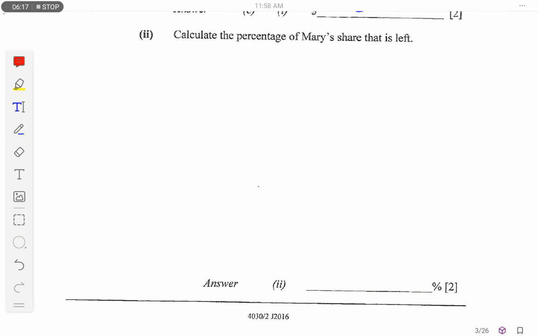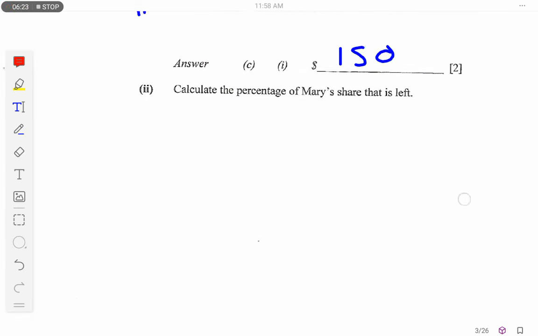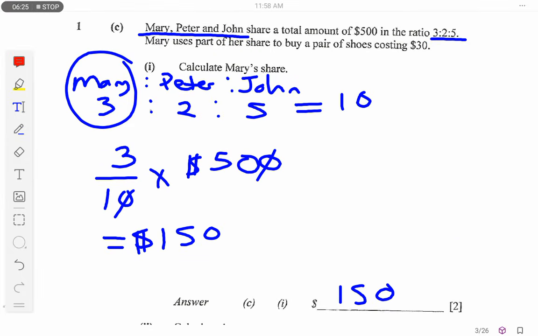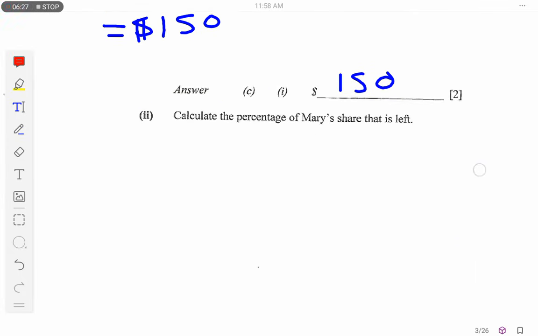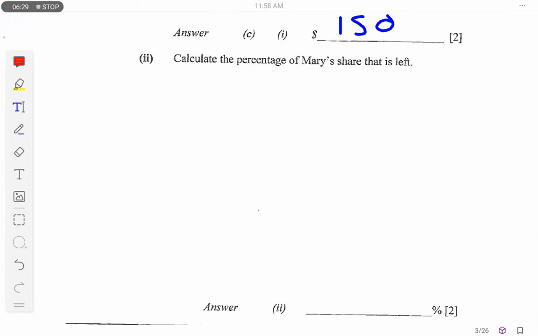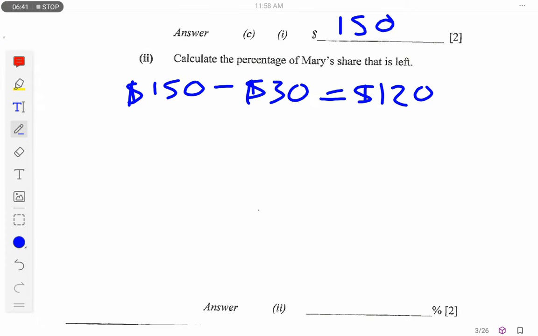Okay, let's move on to the next question. Now they are asking us, calculate the percentage of Mary's share that is left. So we said Mary is going to use $30 out of $150. So the amount that is left is going to be $150 minus $30. So that is $120 there. This is the amount that is left, but we want it as a percentage of her money.